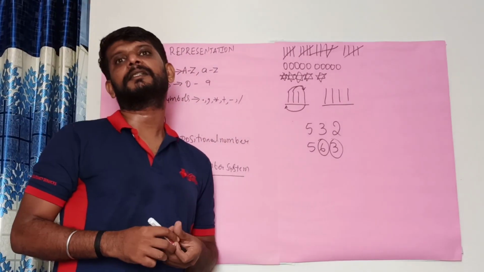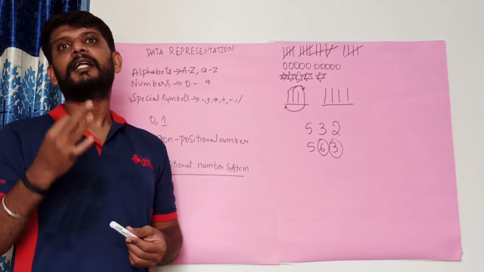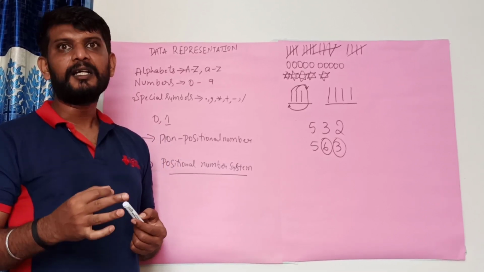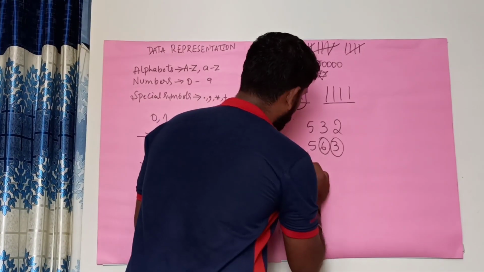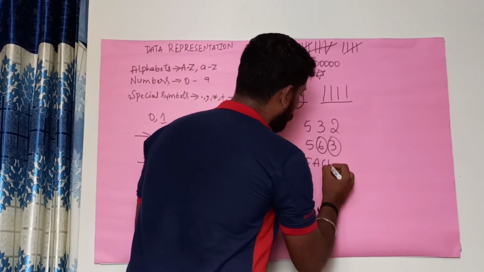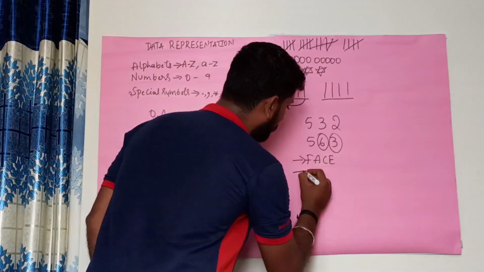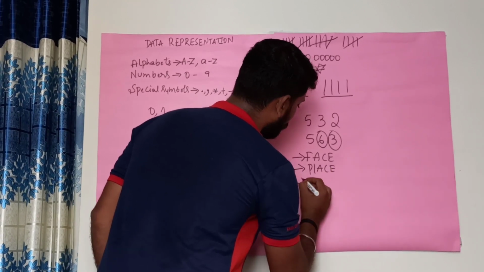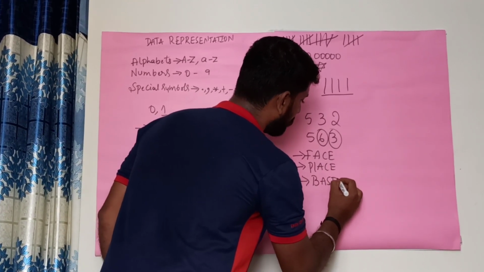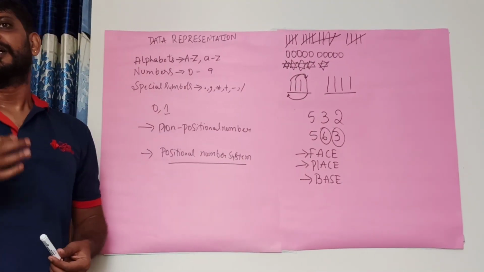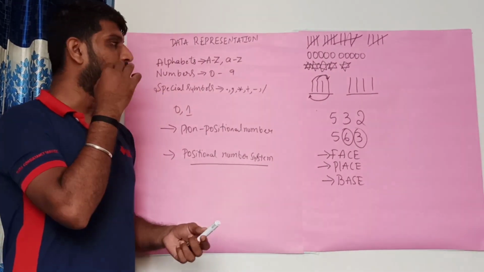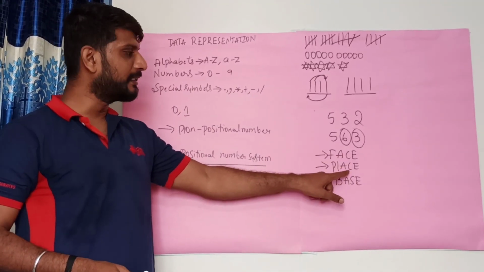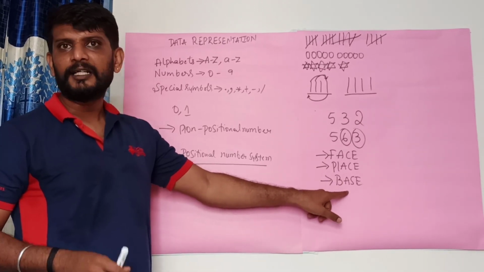In the positional number system, we make use of 3 different kinds of criteria. Let us see what they are. The first thing is called the face. The second thing is called the place. And the third thing is called the base. So we make use of 3 different criteria in the positional numbering system: the first is the face, the second is the place, and the third is the base.